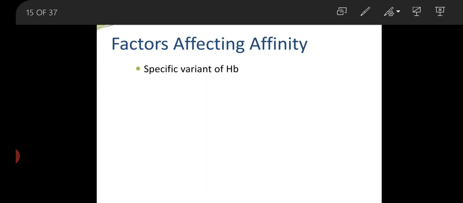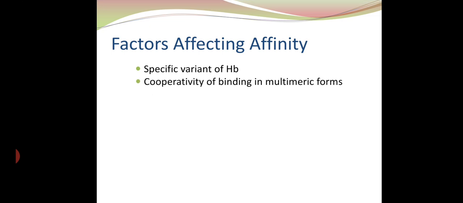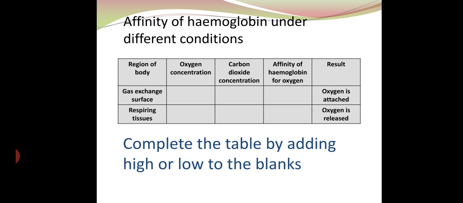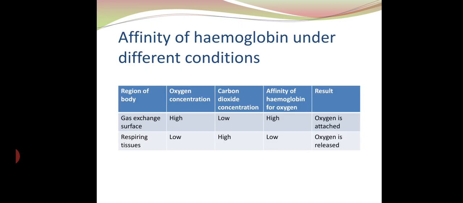The factors affecting the affinity of oxygen with hemoglobin are the specific variant of hemoglobin, cooperativity of binding in multimeric form, temperature, pH, carbon dioxide, organic phosphates, inorganic ions, etc. Under different conditions, when oxygen concentration is high at the gas exchange surface and carbon dioxide concentration is low, the affinity of hemoglobin for oxygen is high, so oxygen is attached.